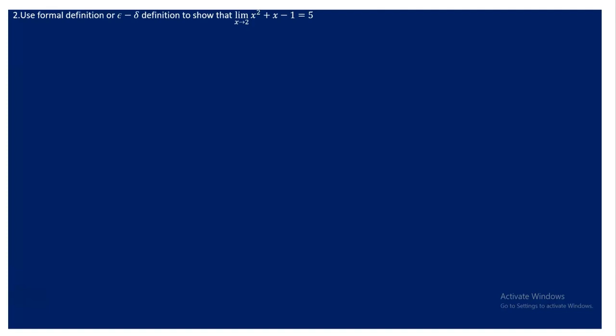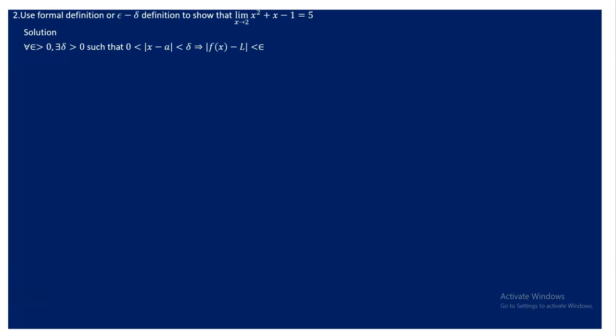So the solution goes like this. What you need to do is apply the definition first. The definition is: for every epsilon greater than 0, you need to look for delta greater than 0 such that whenever the difference between x and a is less than delta, what has to follow? The difference between f of x and L must be less than epsilon, students. So we need to show this.